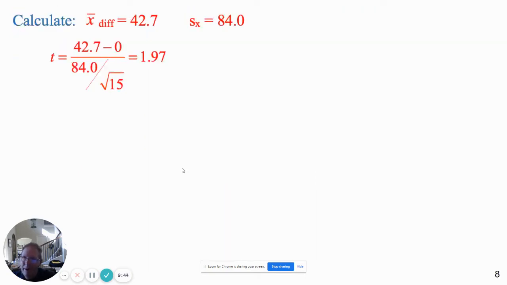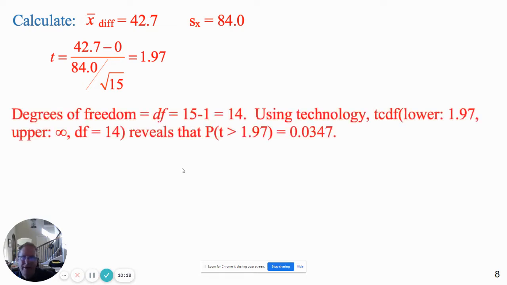We're going to start out by writing the mean. The sample mean is 42.7. The sample standard deviation is 84.0. I'm now going to go ahead and calculate my t-statistic. I could write the formula in symbols, but that's not necessary. I just go ahead and write the formula with the numbers from the problem in it. My sample mean is 42.7 minus my hypothesized value of 0, divided by my sample standard deviation 84, divided by the square root of 15, and that gives me 1.97.